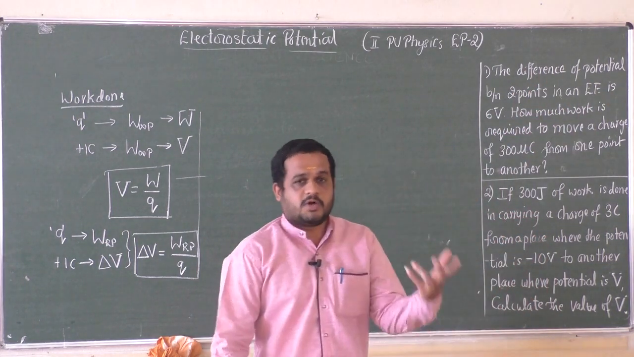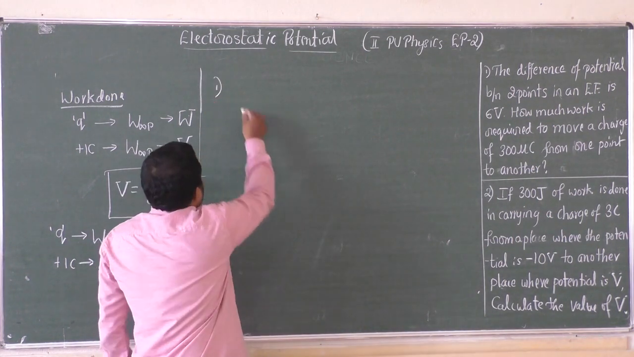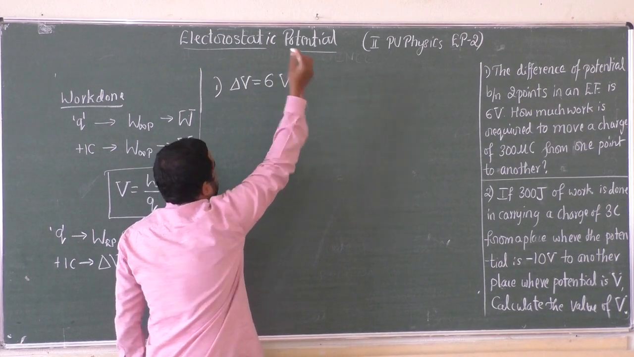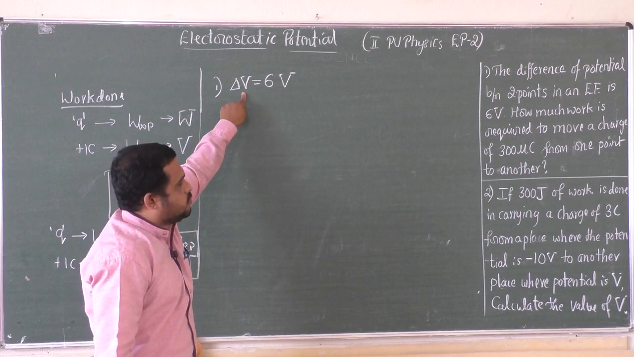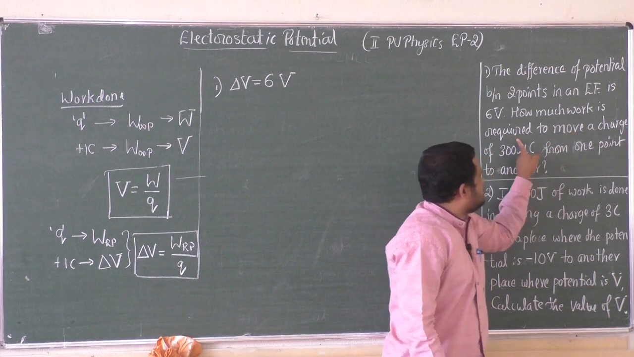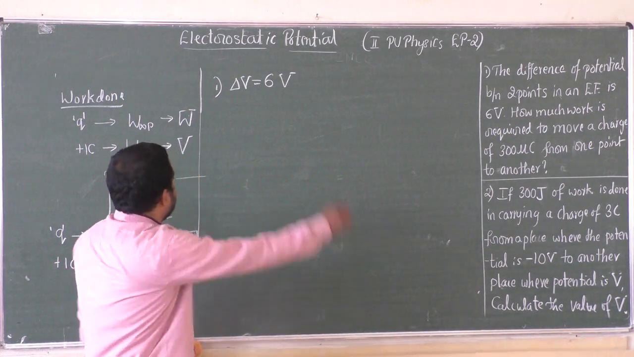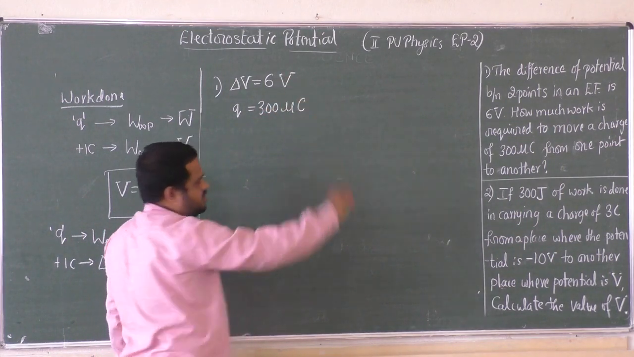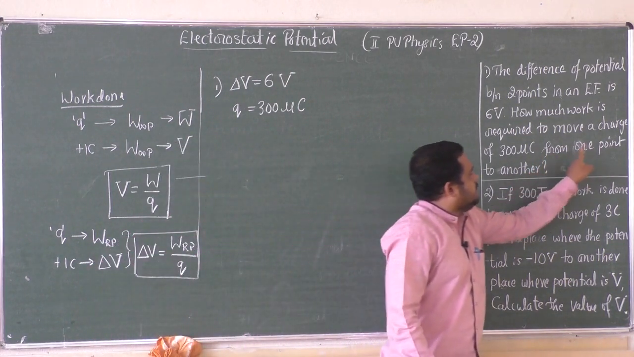Difference of potential is nothing but potential difference. So potential difference between 2 points, solution for first problem, potential difference, it is represented as delta V is equal to 6 volt. 6 volt is the unit. Potential difference between 2 points is equal to 6 volt. How much work is done or how much work is required to move a charge of 300 microcoulomb? Magnitude of charge is given, it is equal to 300 microcoulomb, 300 into 10 power minus 6 coulomb, from one point to another.